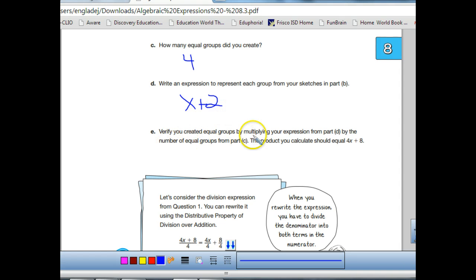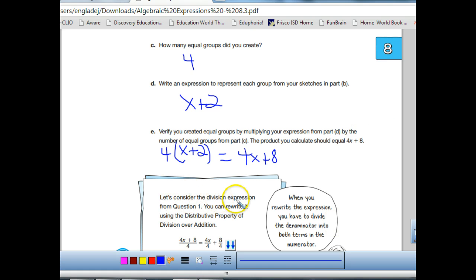So verify you created equal groups by multiplying your expression from part D, x plus 2, and they want us to multiply that by the number of equal groups that I did, and that was 4. They want to know, do you get 4x plus 8? From yesterday's lesson, the distributive property says, yeah, I do get 4x plus 8. So now we're dividing instead of multiplying.